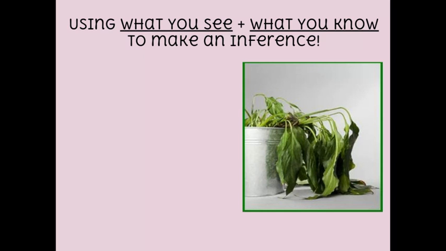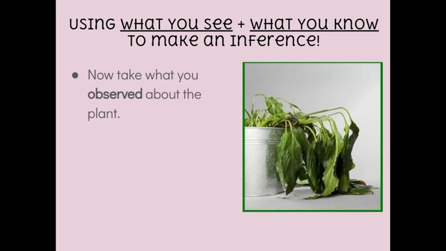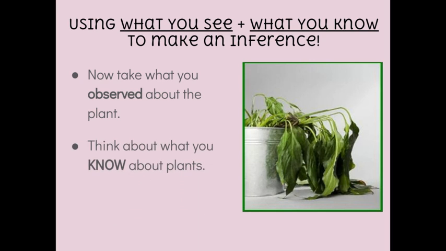Now I can use what I see plus what I know to make an inference. So using what you see plus what you know to make an inference. Now take what you observed about the plant. Think about what you know about plants and make an inference.